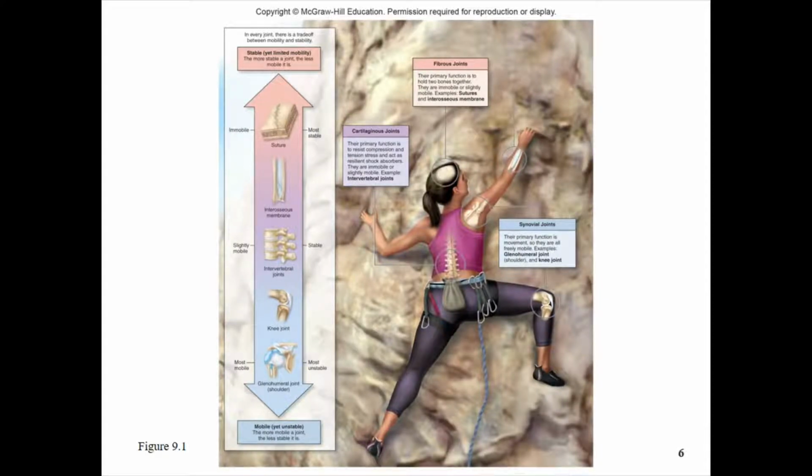This is how your book depicts that. So same concept as the last slide. I just drew a little graph for you. But the immobile joints are the most stable. The more that you increase in mobility, the less that you have in stability, so you're unstable. And then of course your amphiarthroses are pretty stable in the middle.